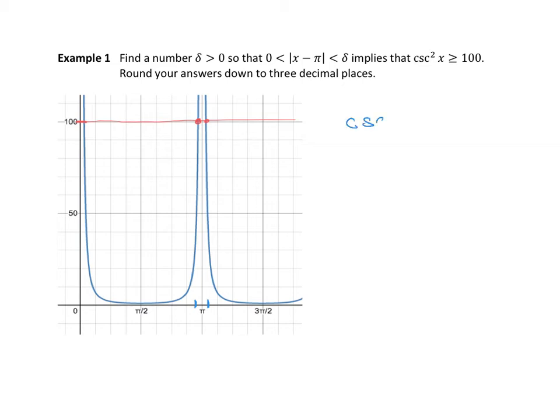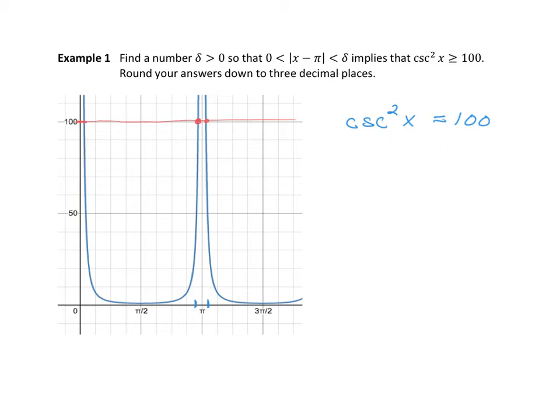When is cosecant squared of x equal to 100? That's when this line intersects the graph of cosecant squared. If you can solve this for x, it'll give you values down here that you can use to determine delta. Okay, so step 1, let's actually solve this equation.